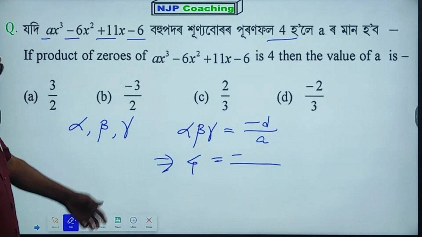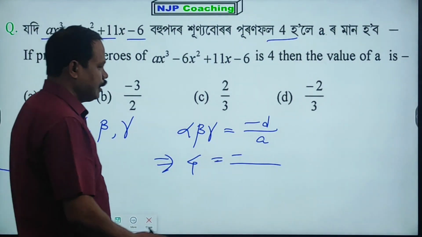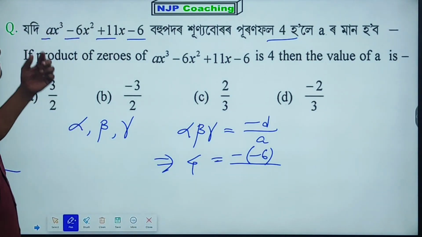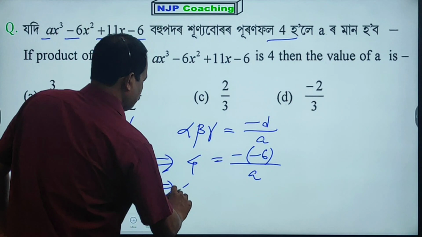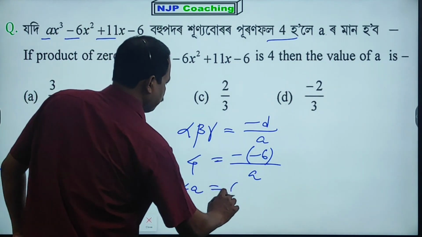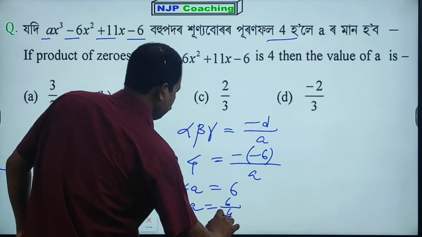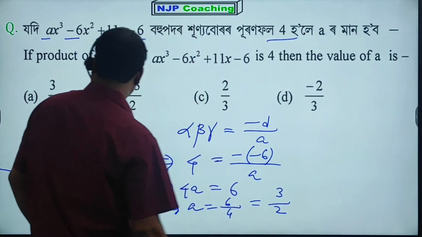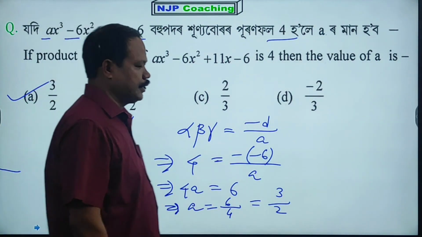So what is the value of d? The value of d is minus 6. D is minus 6, and this is a. So on cross multiplication, 4a equals 6. Then a equals 6 by 4. On cancellation, 2 3s are 6, so 3 by 2. 3 by 2 is the right answer.